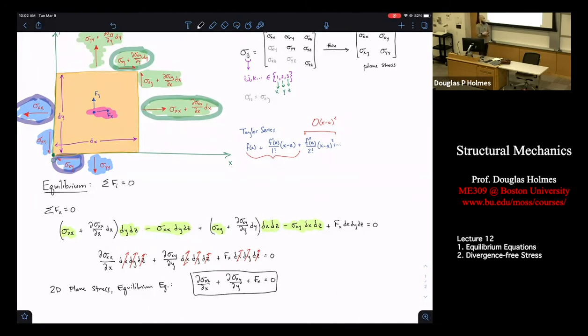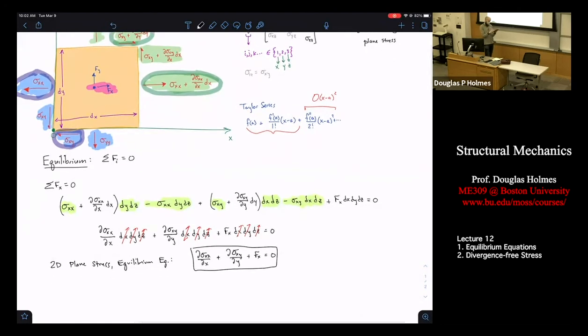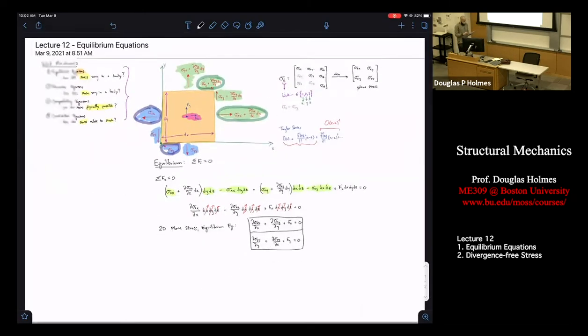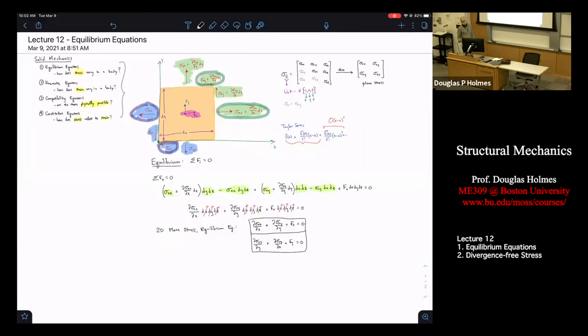All right, what do we think the equation looks like if we were to do this force balance in the y direction? It's probably going to look like the partial of sigma yy with respect to y plus the partial of sigma xy with respect to x plus the body force in the y direction equals 0. Right? Pretty straightforward. Questions?